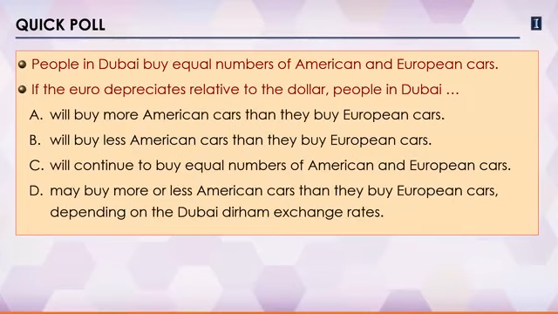So people in Dubai have to turn their money into either dollars or euros. Once the money is turned into one of these two currencies, we've seen that in both cases, the European car is going to be cheaper relative to the American car because the euro has depreciated.